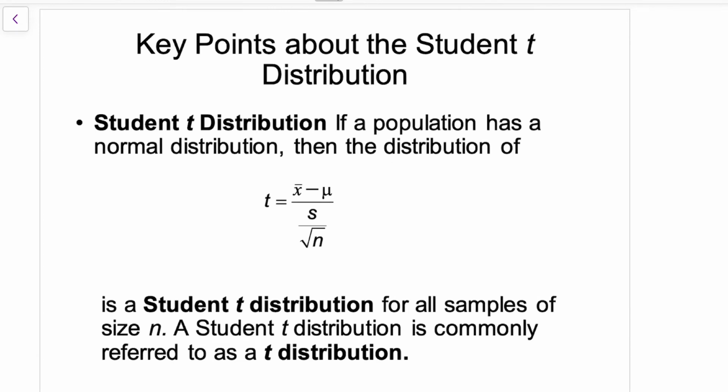Okay, this will come up a little bit more in chapter 8, but we might as well define it right now. If a population has a normal distribution, then we can adjust it by taking x bar minus mu divided by s over root n, which kind of looks like the central limit theorem. But if we let that be our t value instead of z, that is going to be our student t distribution. And it will work for all samples of size n. We commonly call the student t distribution just the t distribution.